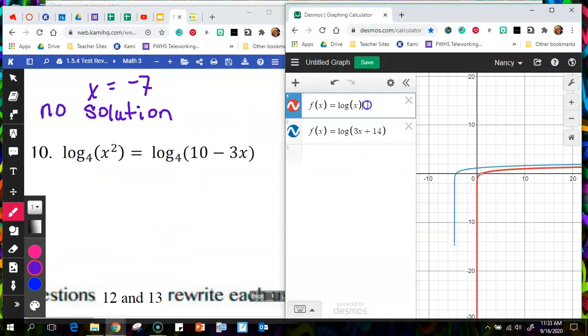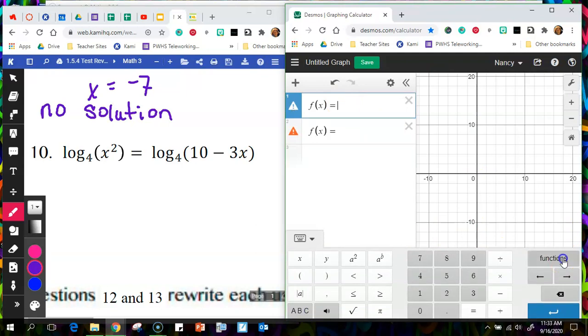Okay, let's look at number 10. Now this one does have bases. I could set this up, but then I better remember how to factor to be able to find it, because it's probably going to turn out to be 2 solutions. So it's easier to come over here and graph it.